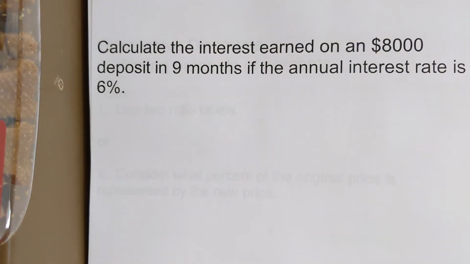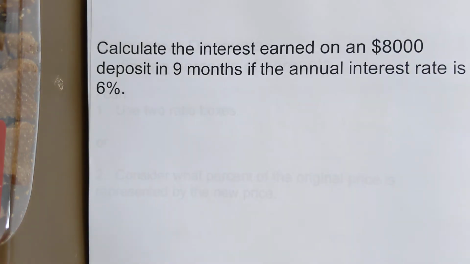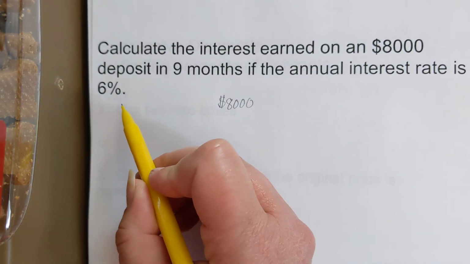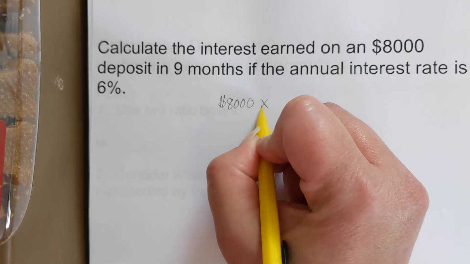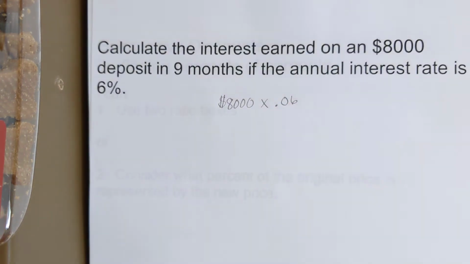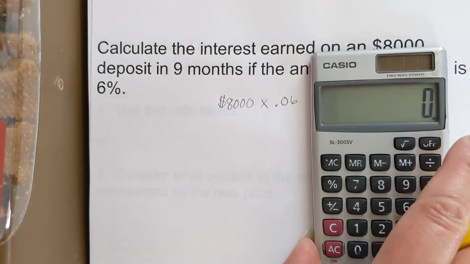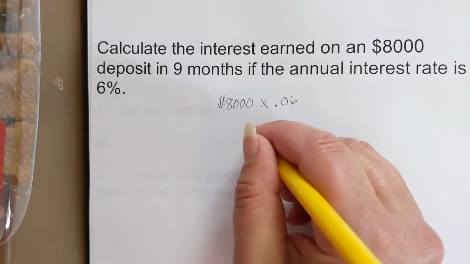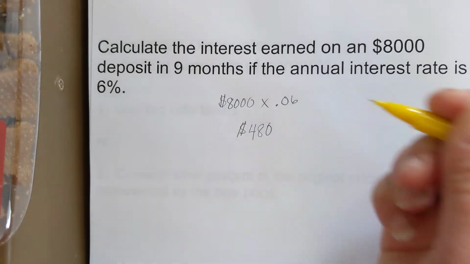Okay, this example says calculate the interest earned on an $8,000 deposit in 9 months if the annual interest rate is 6%. Okay, so we started out with an $8,000 deposit. It says the interest rate is 6%. So I could multiply this by 0.06, and what that's going to give me is how much interest has been paid for the year. So let's do that. So 8,000 times 0.06, and we would get $480. But remember, that was for the whole year.